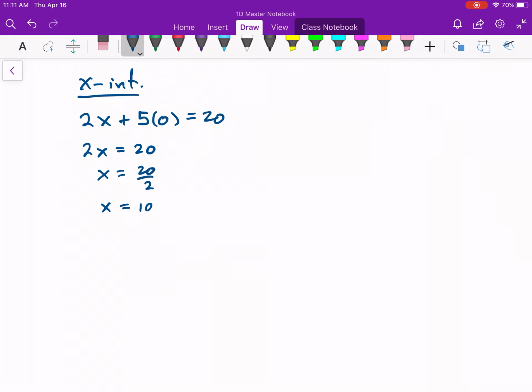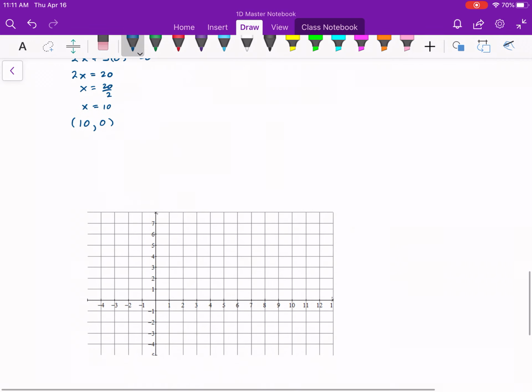So really what I've got is an ordered pair. The x-coordinate is 10, and I've already let the y-coordinate be 0, so it's the ordered pair (10, 0), which I'll graph right now. That's all the way over here on my graph. So that's my x-intercept.